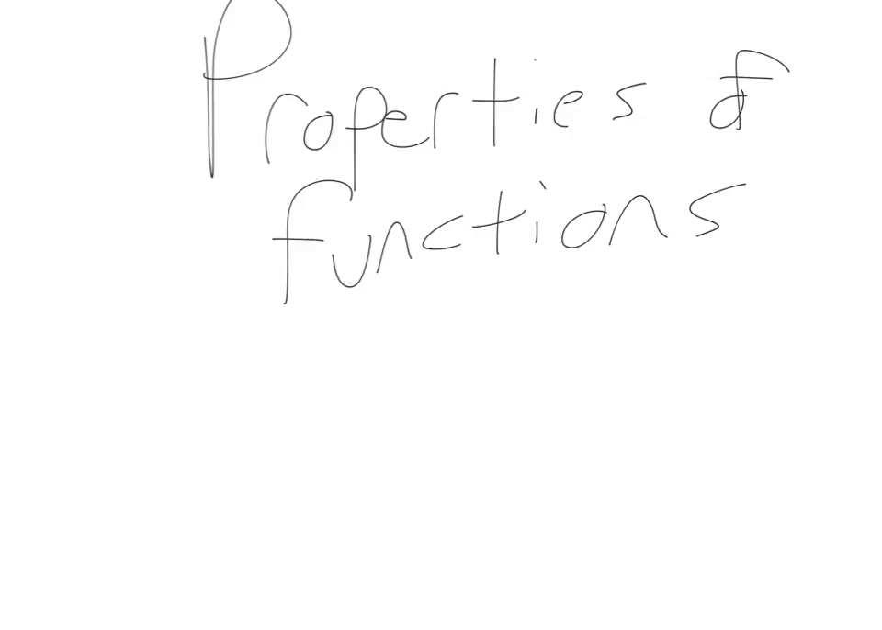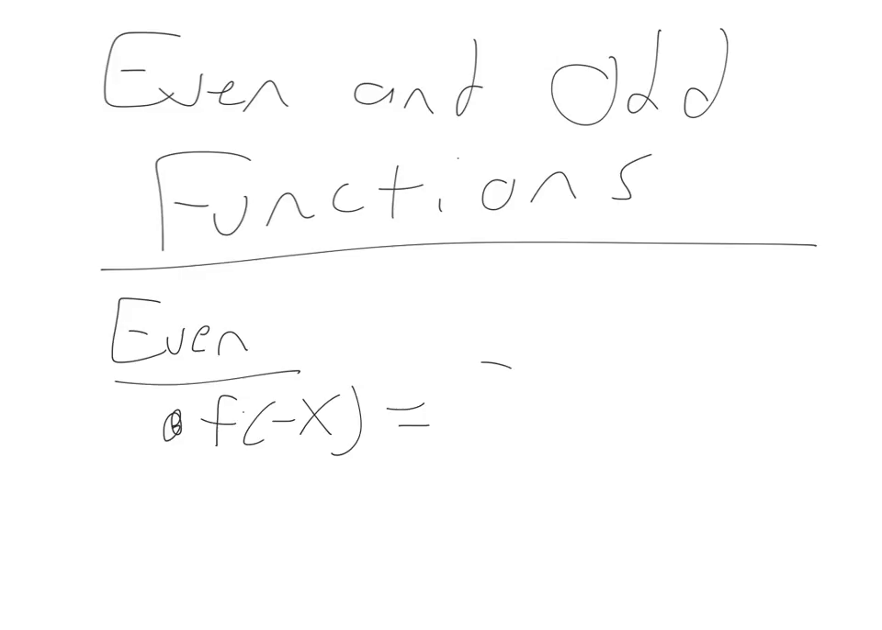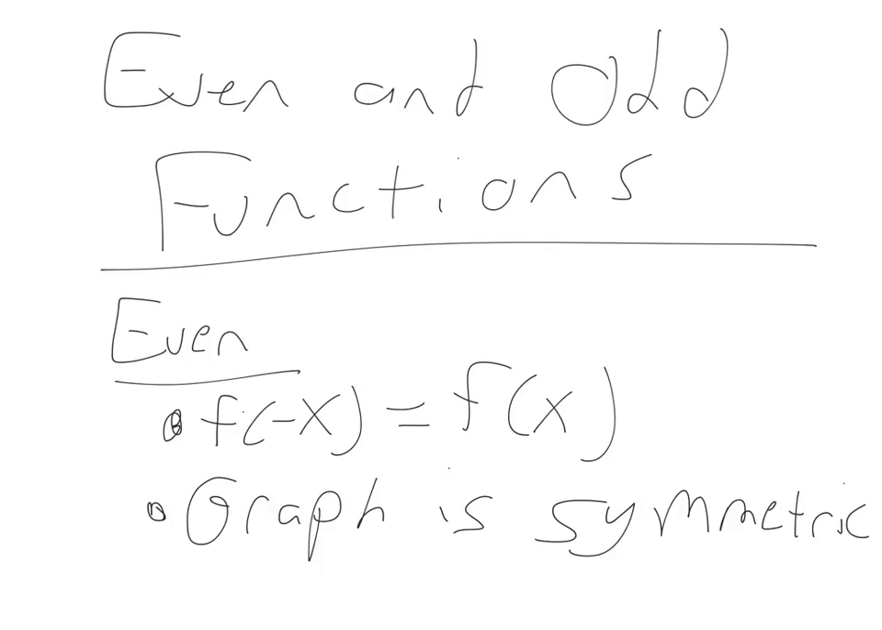Alright, this video will go over the properties of functions. The first part we're going to talk about is if a function is even or odd. For even functions, if you plug in negative x into a function, you'll get the same thing out, f of x. And if you were to graph it, the graph is symmetric about the y-axis, meaning the graph is a mirror image of itself across the y-axis.